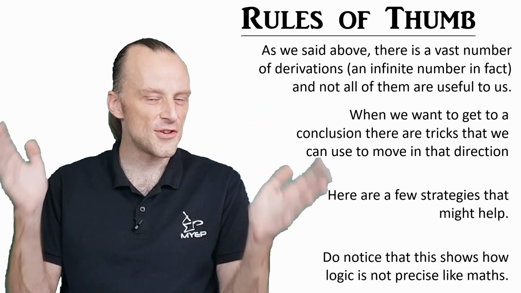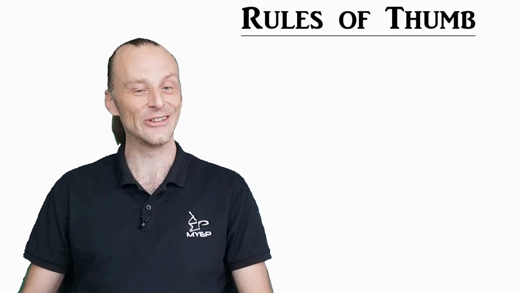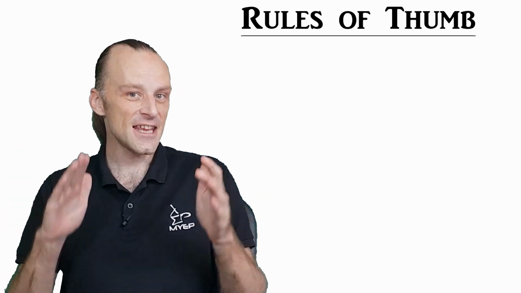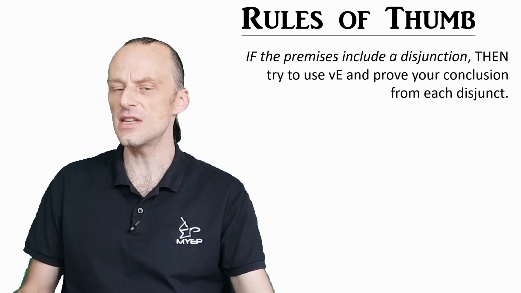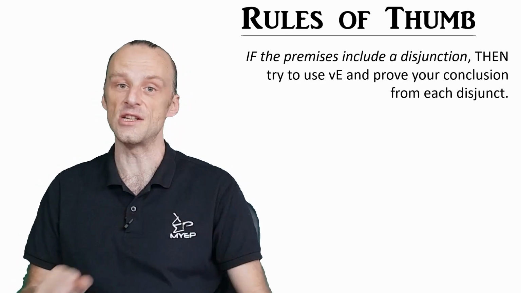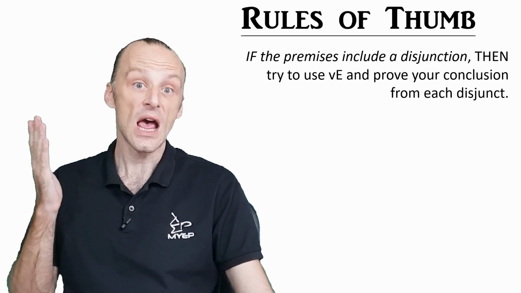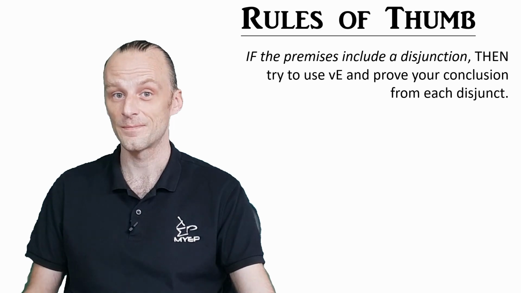So let's look at a few rules of thumb for maybe getting to a conclusion, and they will all be presented in the form of a conditional. Our first rule of thumb is, if the premises include a disjunction, then try to use the disjunction elimination rule, and you can prove your conclusion from each disjunct. You need to do this, otherwise that premise could lead to your conclusion being unfounded.